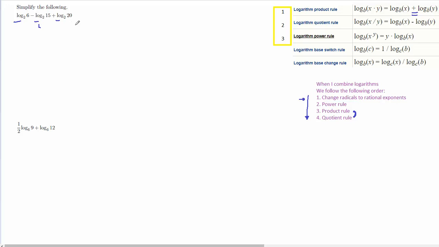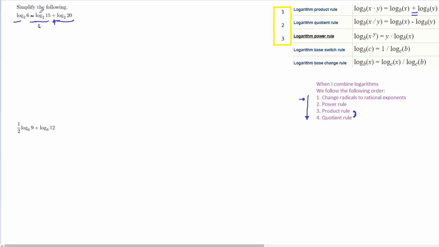Now, how do I apply the product rule? I apply the product rule if I have two logarithms that are added together. Be very careful, because if you decide, let's say, to apply the product rule to the second and third term, this is not possible. Why? Although you have a plus and you may be misled that you have an addition, the truth is that you have a minus here.